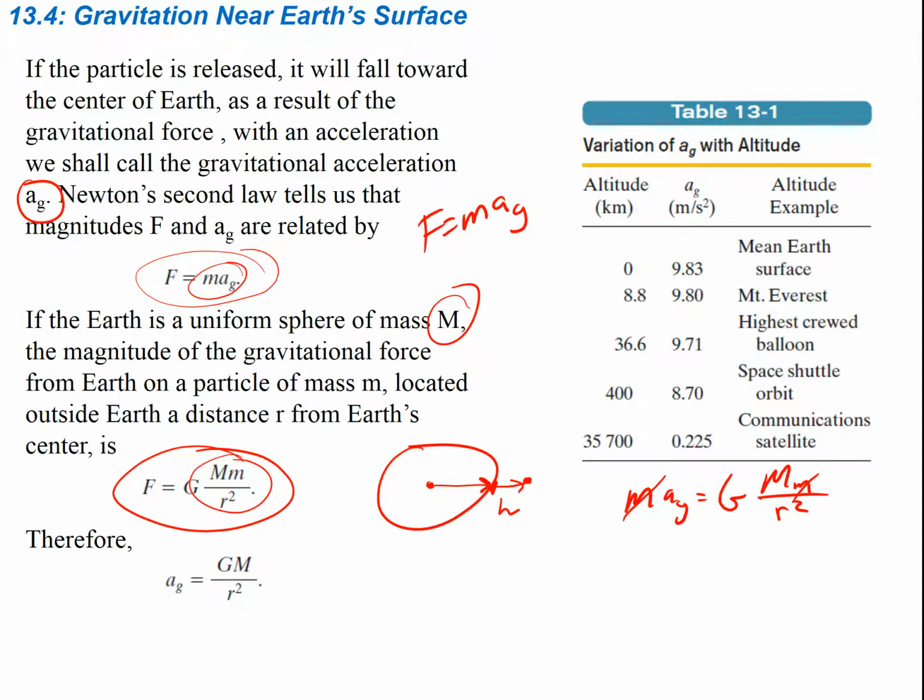So it turns out that the mass of the person doesn't even matter when you're looking at the acceleration due to gravity, which is going to be big G times the mass of the Earth divided by r squared.